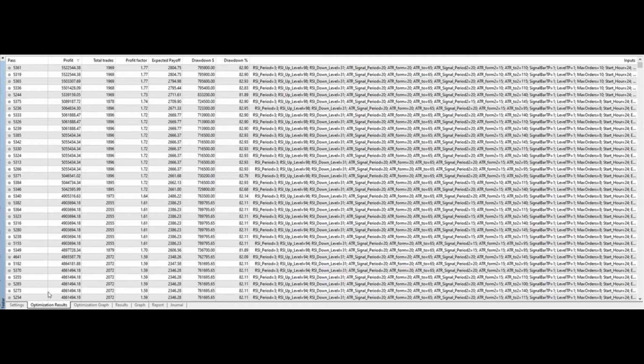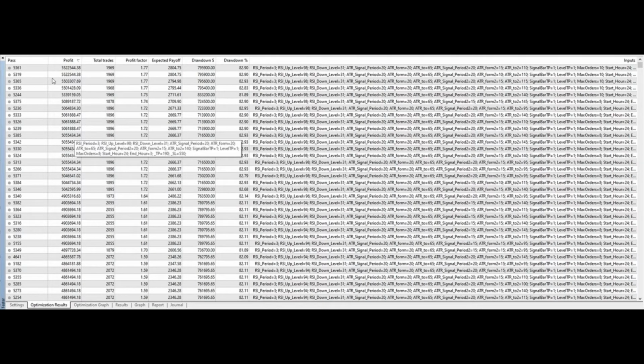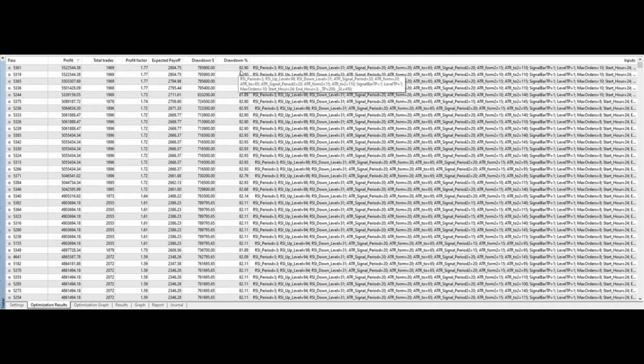Don't think we're really going to get any higher than this, and I'm pretty much all the way through. It's been running for over 70 hours already, so I just want to show you what this looks like. So optimization results, you can sort by profit, trade, profit factor, drawdown, all that sort of stuff. With this algo, you can get some amazing results, but you really are taking massive risks.